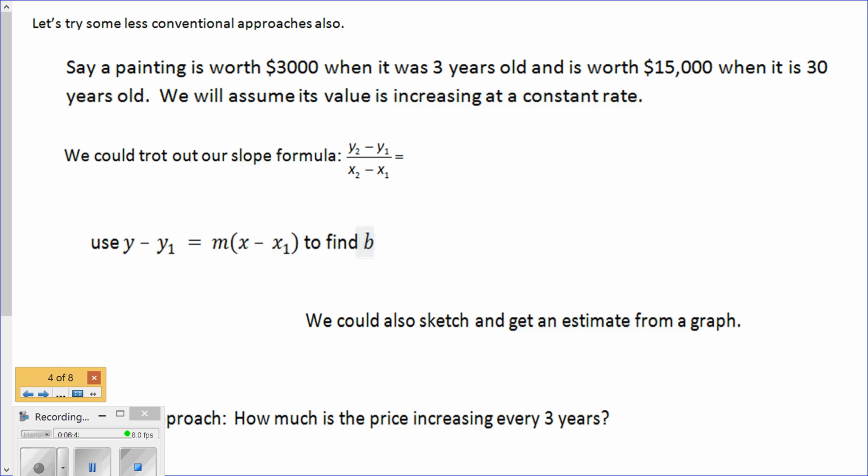We know a painting's worth $3,000 when it was 3 years old, and it's worth $15,000 when it's 30 years old. So another 27 years have gone by. We're going to assume its value is increasing at a constant rate. That constant rate is what tells us we're looking at a linear function. And you may find it helpful to take the information we're given and translate it into 2 points.